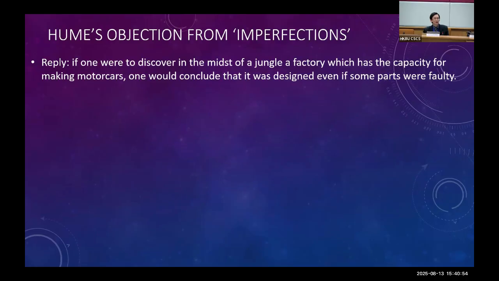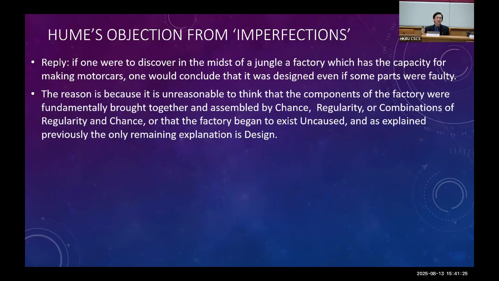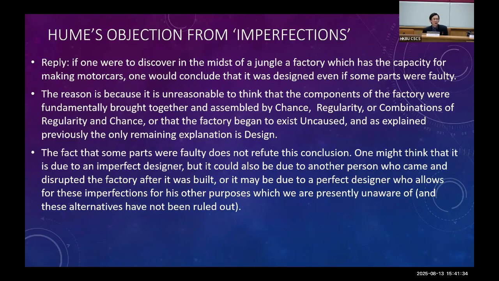And just one brief response to David Hume's argument from imperfection. Hume says that there are natural disasters. Our universe also has imperfection. Sometimes we see some degree of disorder as well. How do you explain that? My response is that if you were to discover on a moon or in a jungle a factory which has the capacity for making motor cars, you should conclude that it was designed, even if some parts are faulty, even if there's some degree of disorder somewhere. Why? Because it is unreasonable to think that the components of the factory were brought together and assembled by chance, regularity, or combinations of chance, and there are no other possibilities, as I have already shown. So you should conclude that this is design. The fact that some parts are faulty does not refute this conclusion.